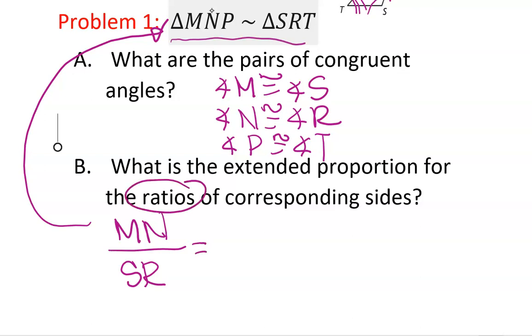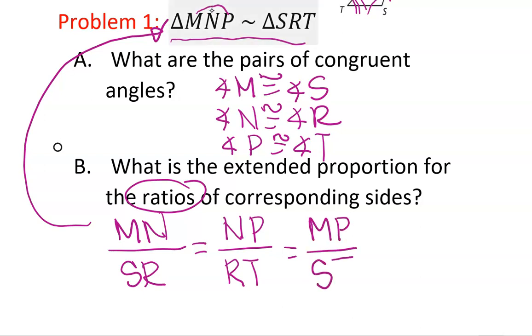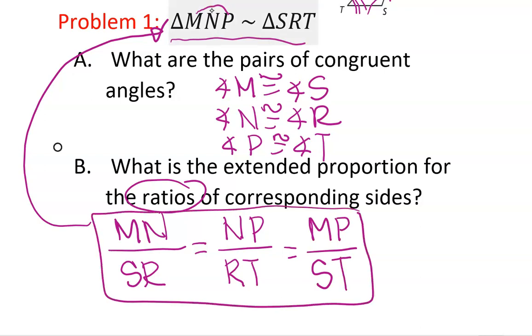So now if I go NP, what does that one go with? RT. And could I switch the letters? No, the letters have to be in the right order. And this is a triangle, so you have three sides. So then I'm going to go MP, and that will match up with ST on the last one. So that's your extended ratio.